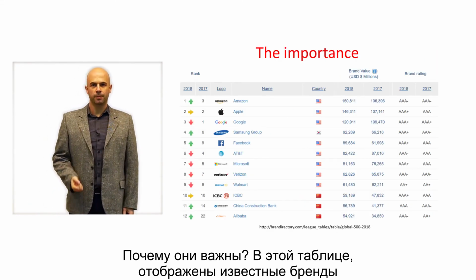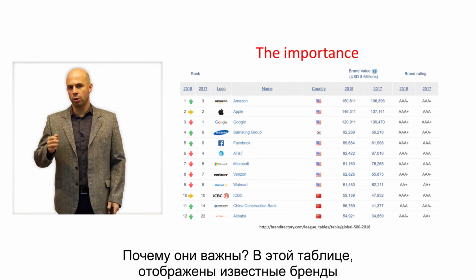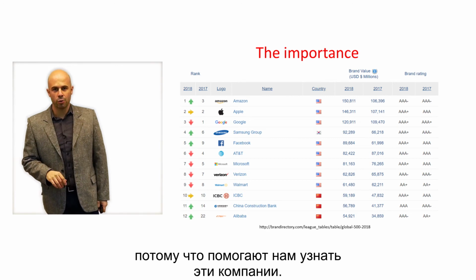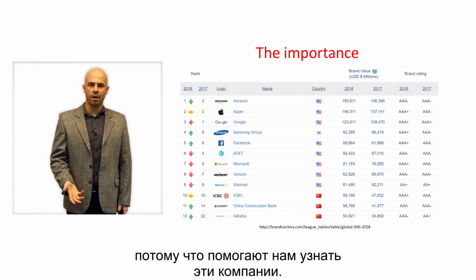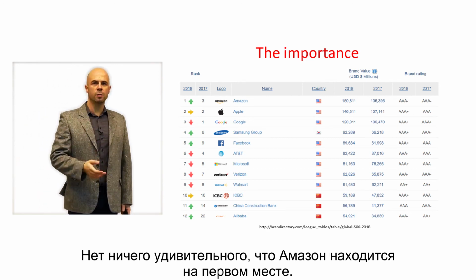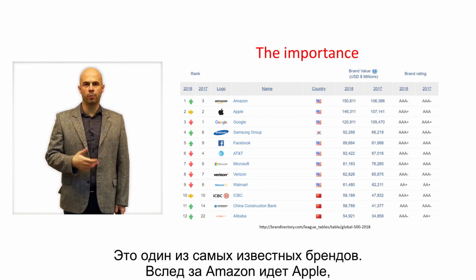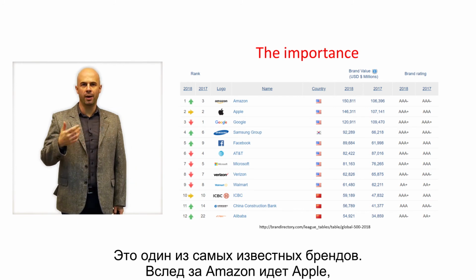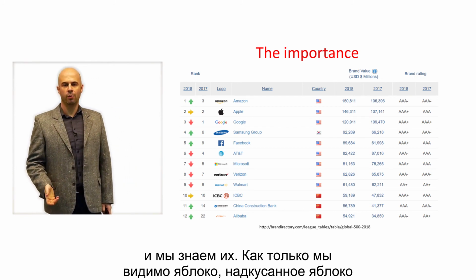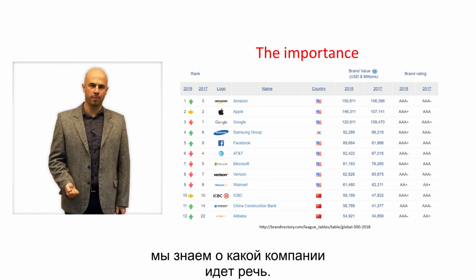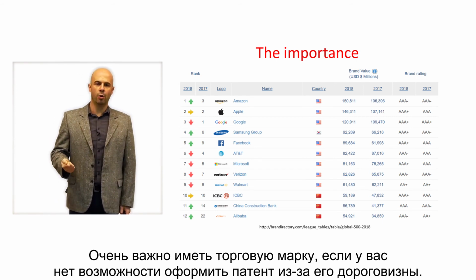Why are they important? In this table, you can see the top brands or the top trademarks. They are important because they help us to recognize these companies. There is no surprise why Amazon is number one. It is one of the best known brands, but Amazon is followed by Apple, and we know them. Once we see that bitten apple, we know what company we're talking about. It is very important to have a trademark.